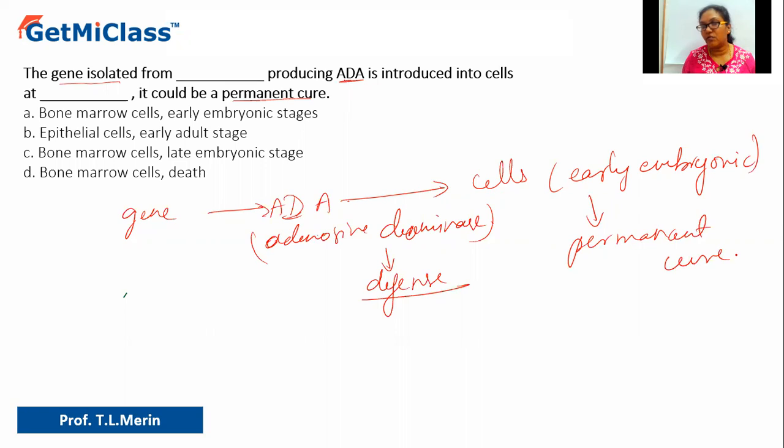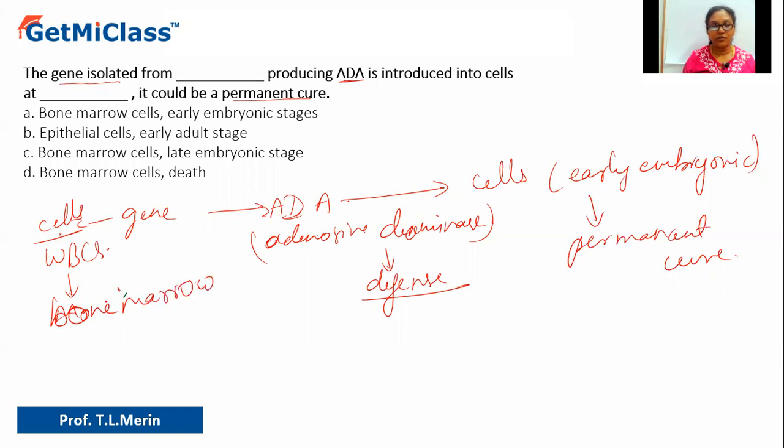Now for this, we want the gene, and to isolate the gene, we want a particular cell because genes are present in the DNA and the DNA is present within the cell. So the cells we are talking about are the cells which have the capacity to produce ADA, that is adenosine deaminase. And which are the cells involved in defense mechanism mainly? That is nothing but a particular type of WBCs. And where are these WBCs produced? These are produced in the bone marrow.